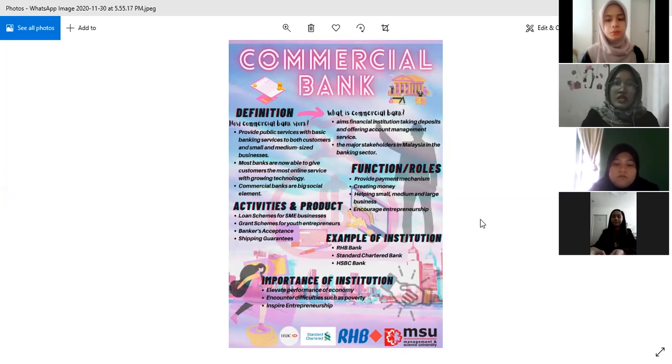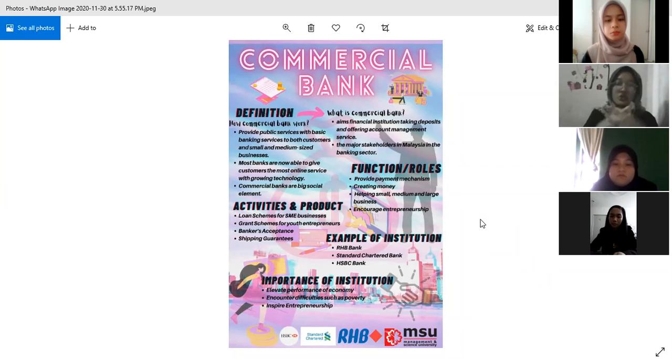And the last one is shipping guarantees. Basically, shipping guarantees work for individuals or businesses to have their own guarantees for their parcels that have been shipped from outside of the country. This guarantee form will be provided by the commercial bank, but in return, their clients must make some payments as a fee to the bank.